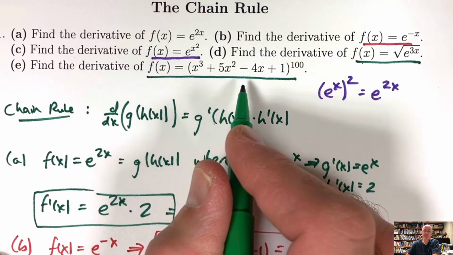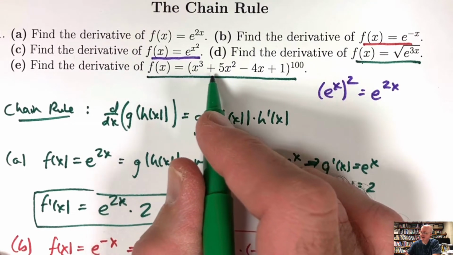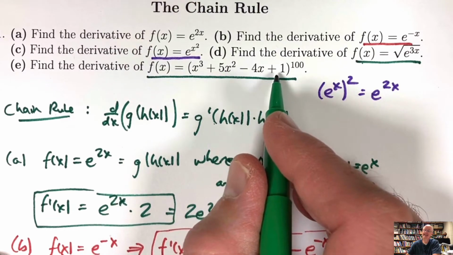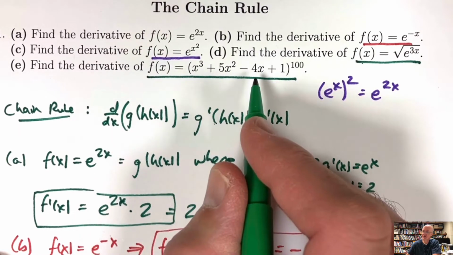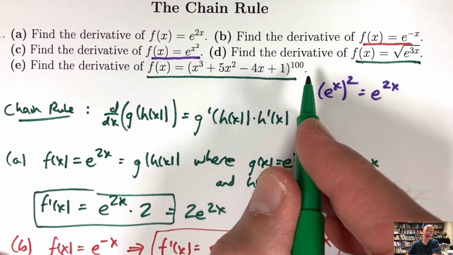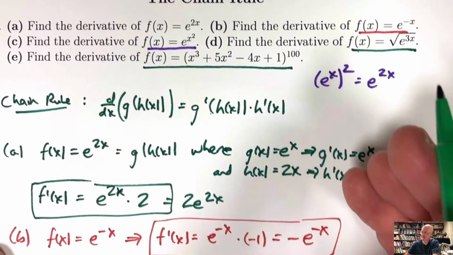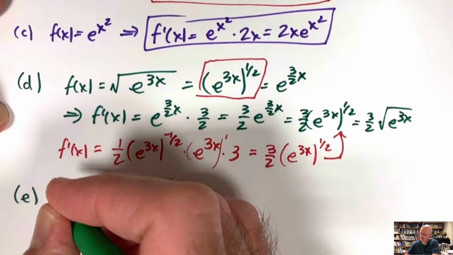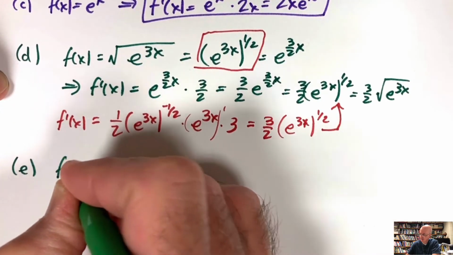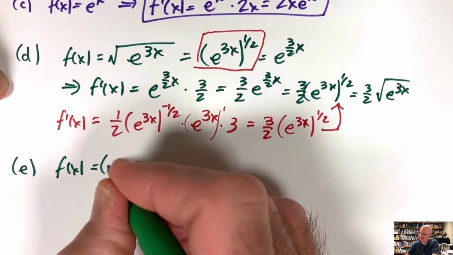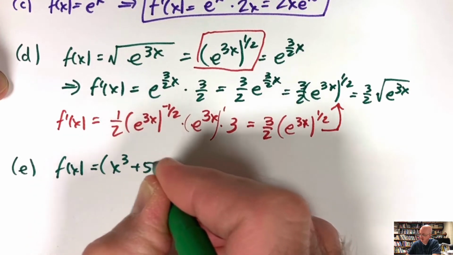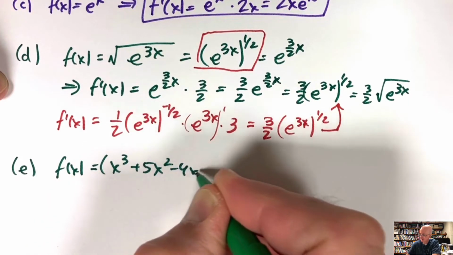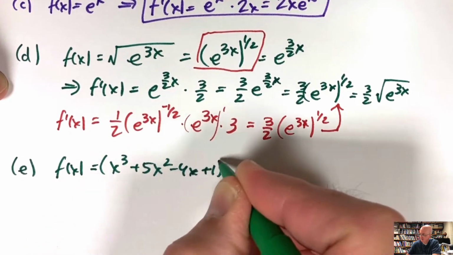Try to find the derivative of this some other way. And the key is the chain rule. Think of this entire polynomial inside the parentheses as the inside function, what gets done first, and raising to the 100 power, x to the 100 power, as the outside function. So let's go ahead and write this function down here so I don't have to keep moving the paper. This is f of x equals (x cubed plus 5x squared minus 4x plus 1) to the 100 power.